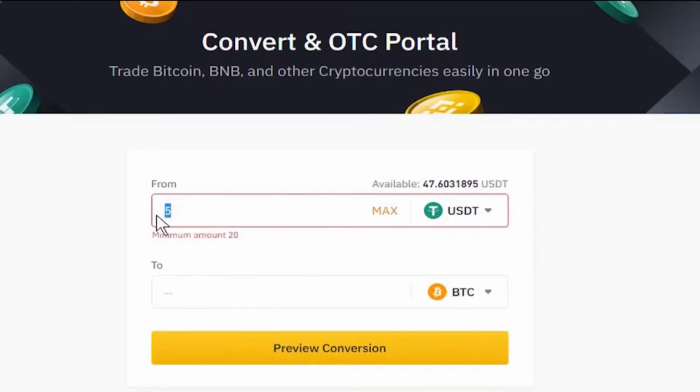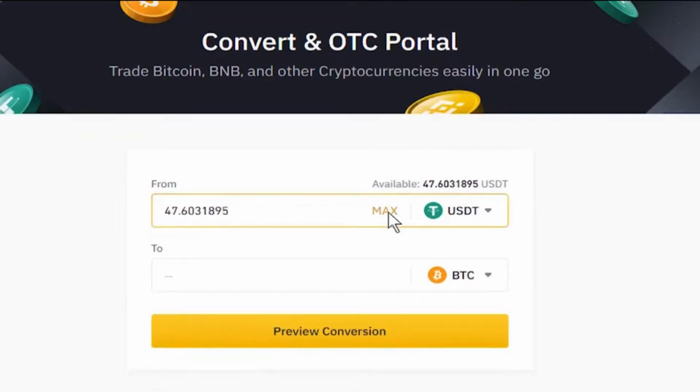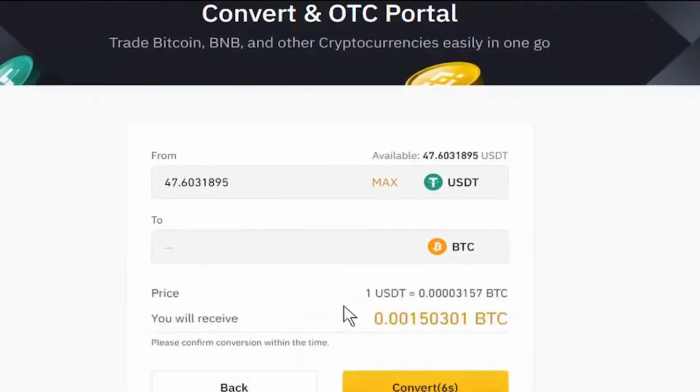By entering your desired amount or just by clicking on the max, you actually enter all your available coin. And by clicking on preview conversion, you see how much it would be in Bitcoin, which is 0.001. And if you click on convert, the conversion will be executed and you will buy this much of Bitcoin.